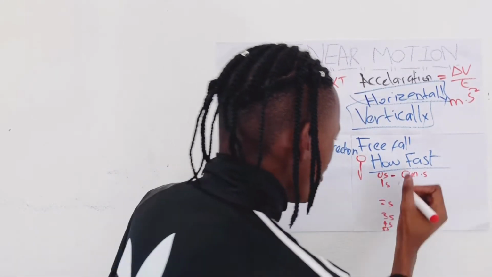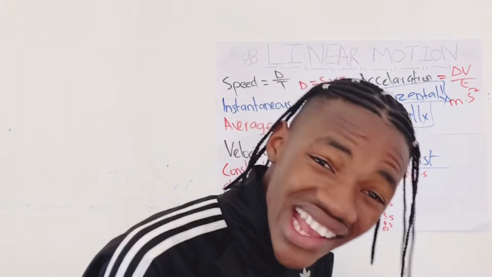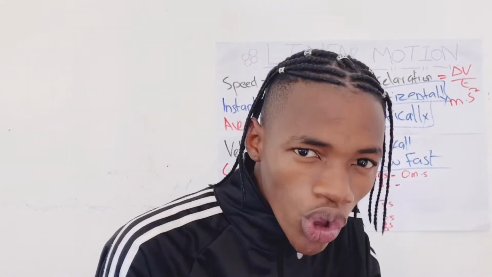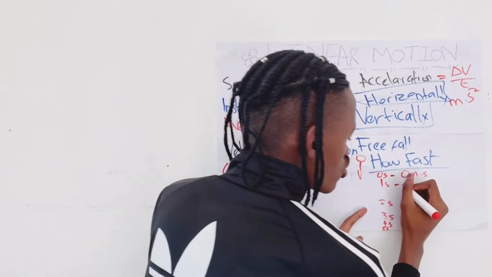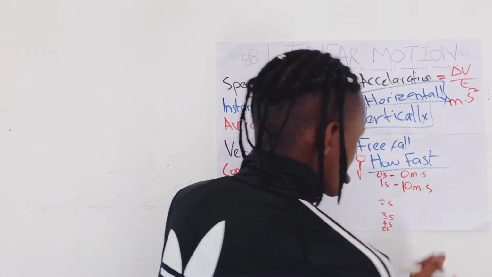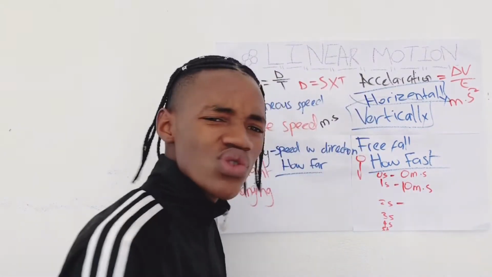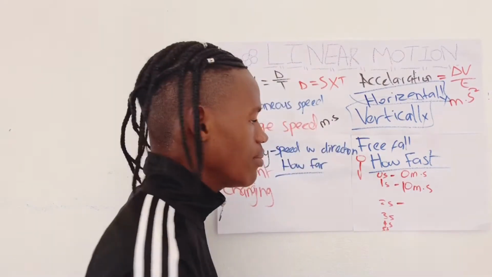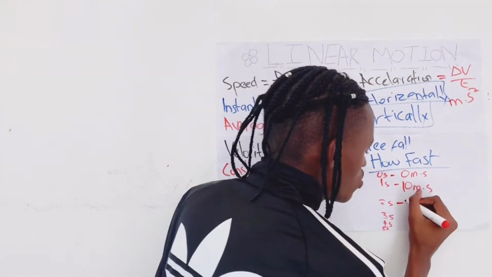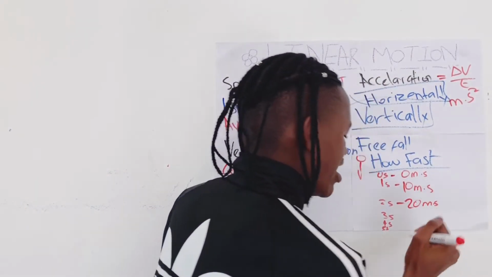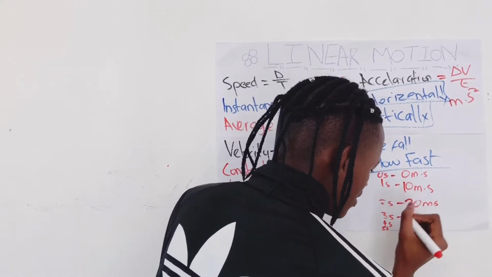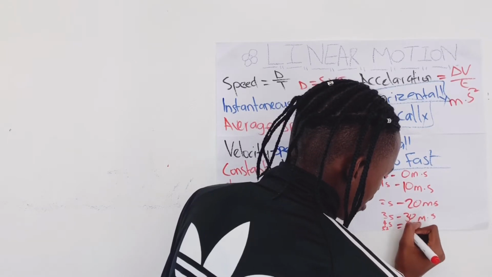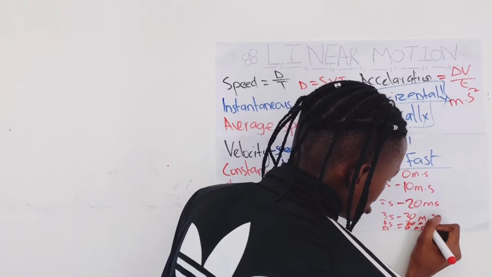And then after 1 second, it gains a speed of 10 meters per second for each interval of fall, right? So after 1 second, it is going to have 10 meters per second. And then the velocity after 2 seconds, it will gain 10 more meters per second, so it's going to be 20 meters per second. And then after 3 seconds, it becomes 30 meters per second. After 4 seconds, it becomes 40. After 5 seconds, it becomes 50.